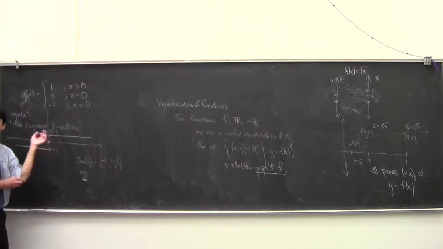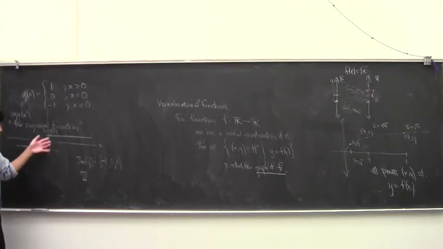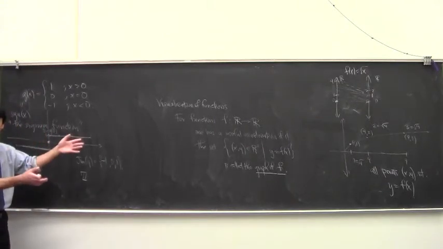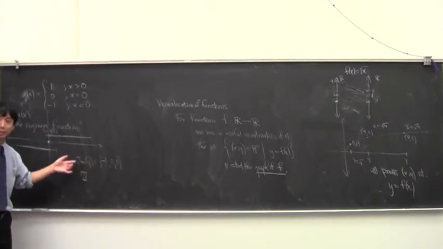Okay. Yes, Sarah. So is the range just like a less specific version? Yeah. It's just a less specific one. If you don't want to figure out exactly what the image is, you say, well, the range is the real numbers. Often you don't need to know exactly what the image is.